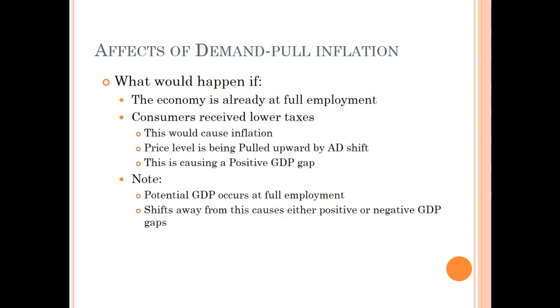Well, their disposable income would increase, and so they would start to purchase more things. Then purchasing more things would then increase the inflation rate. This is because the price level is being pulled, hence demand pull, it's being pulled upward. The aggregate demand curve is shifting to the right. This would cause a positive GDP gap. Now, remember, the potential GDP occurs at full employment, at that LRAS. And so a shift away from that potential real GDP will cause these gaps.